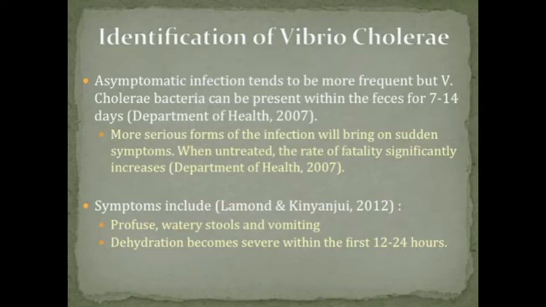More serious forms of the infection will bring on sudden symptoms, and when untreated, the rate of fatality significantly increases. Symptoms include profuse watery stools and vomiting, and dehydration will then become very severe within the first 12 to 24 hours. Dehydration symptoms include fatigue, dry and wrinkled skin, headache, lightheadedness, sunken eyes, fever, rapid heart rate, and low blood pressure.